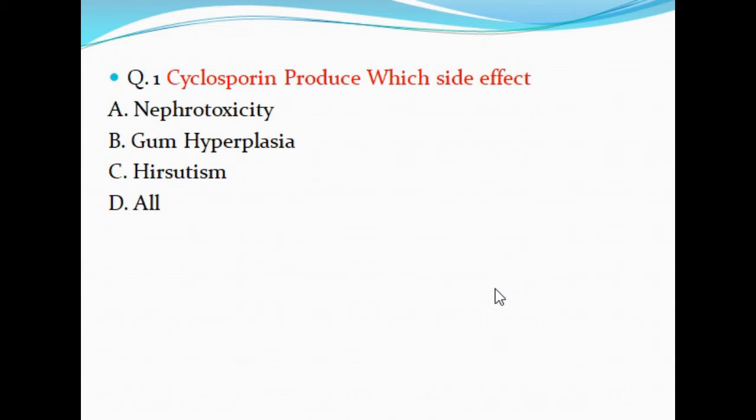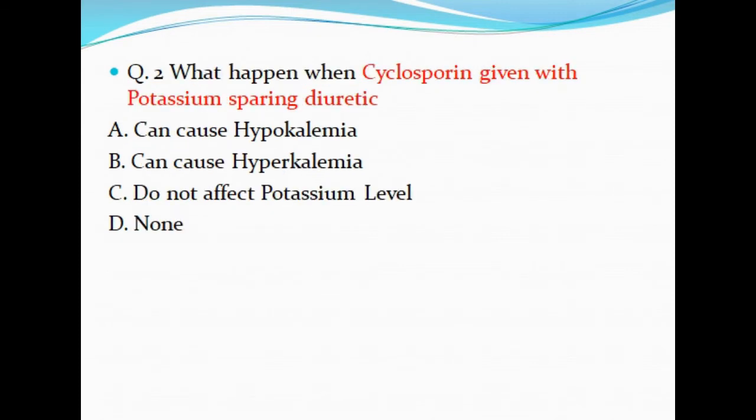Hello everyone, now it's time for the question round. Question number 1, cyclosporin produces which side effect? A. Nephrotoxicity, B. Gum hyperplasia, C. Hirsutism, and D. All of these. Question number 2, what happens when cyclosporin is given with a potassium sparing diuretic? A. Can cause hypokalemia, B. Can cause hyperkalemia, C. Does not affect potassium level, D. None of these.